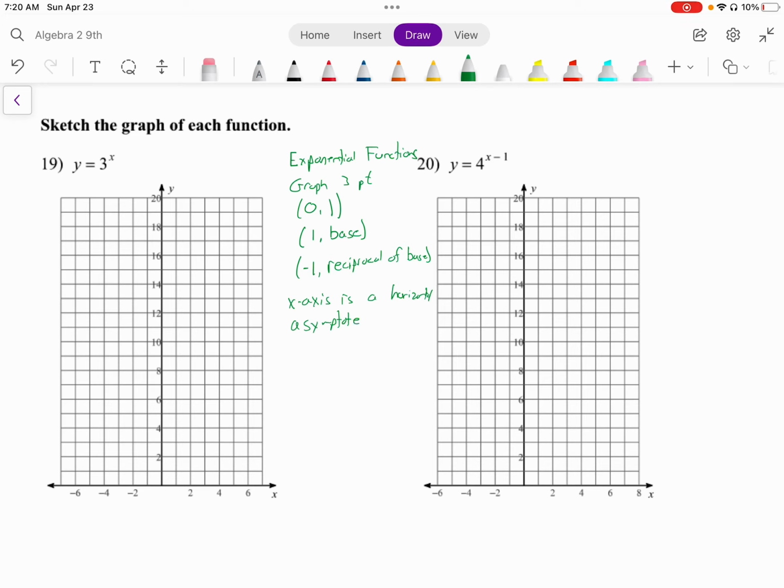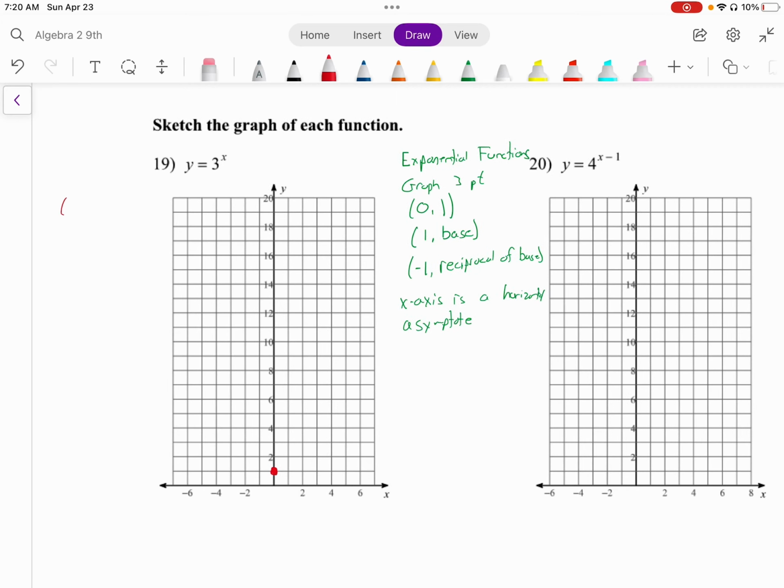All right, so let's do number 19. We want to graph 3 points. We want to graph the point 0, 1. Then we graph 1, whatever the base is. The base in this case is 3. And we'll graph -1, the reciprocal of the base, which is 1/3. So 1, 3, and -1, 1/3.